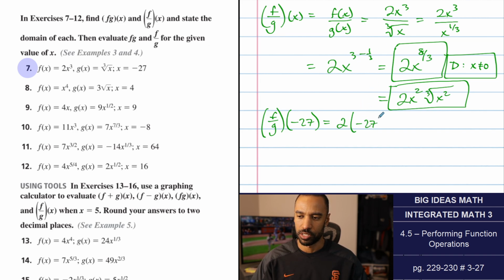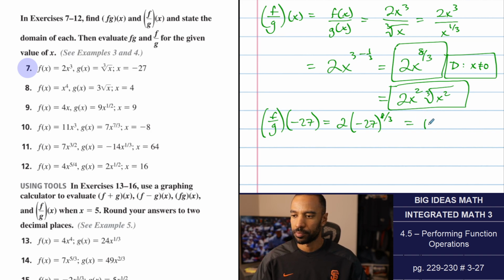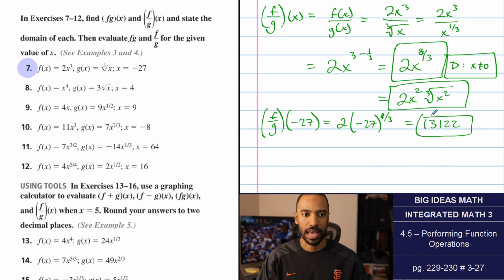So 2 times negative 27 to the 8/3. And I expect a positive number out of this one as well because of raising to the even number there. So I'm just going to type it in. And I'm getting this time 13,122. Okay, that's just number 7.